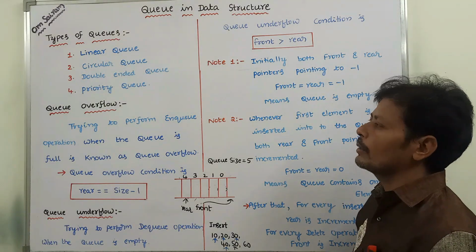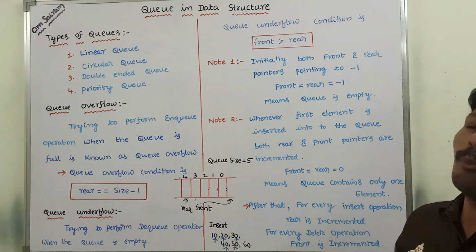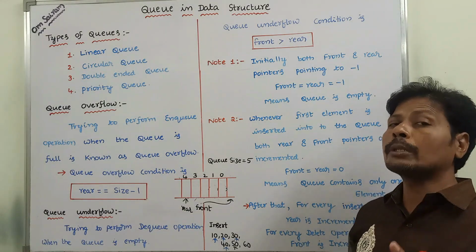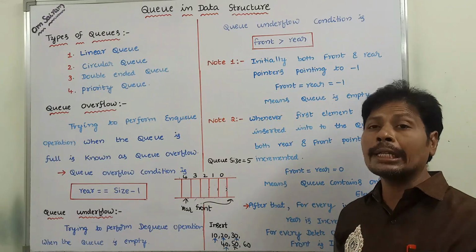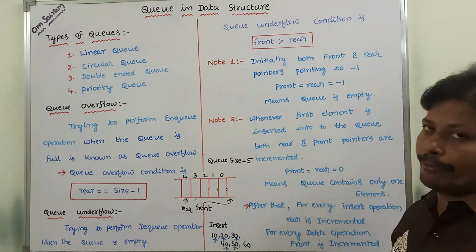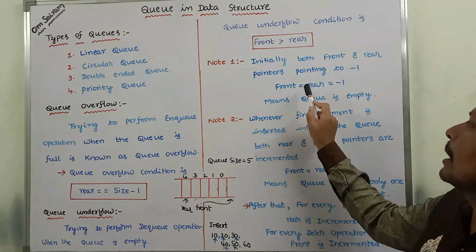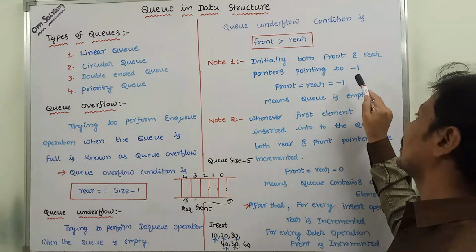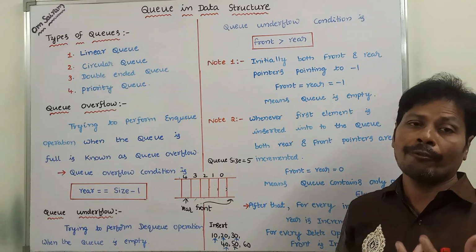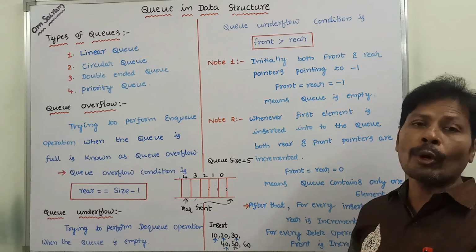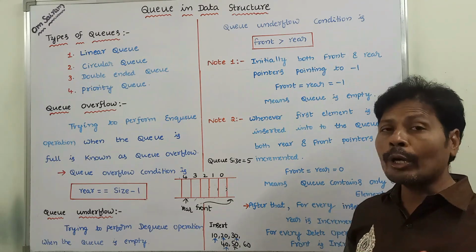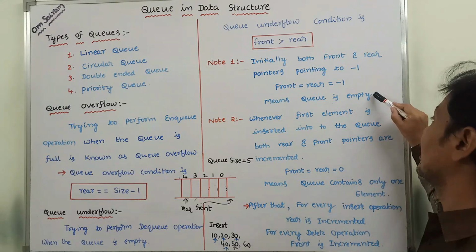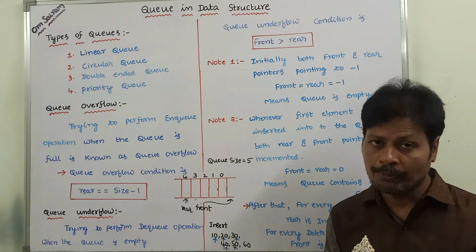So now we can go for 3 important points. The first point is initially both front and rear pointers are pointing to -1. So front equal to rear equal to -1. That is nothing but Q is empty. Whenever front pointer is pointing to -1 and rear pointer is pointing to -1, at that time we can say that Q is empty.